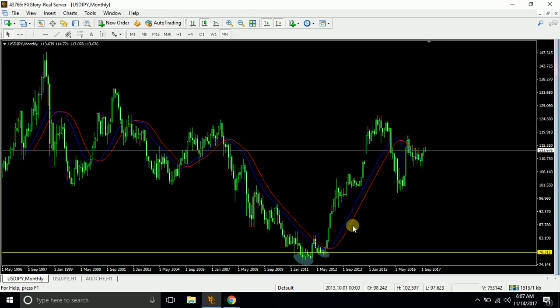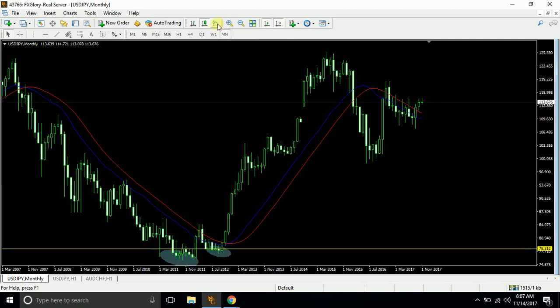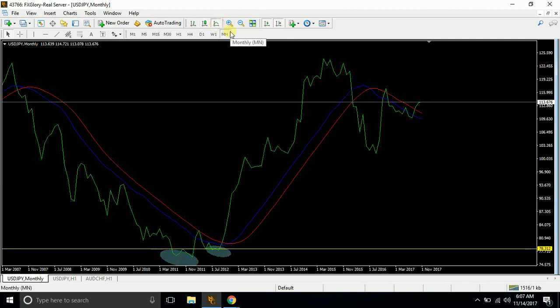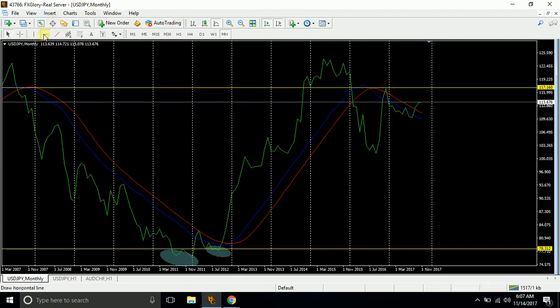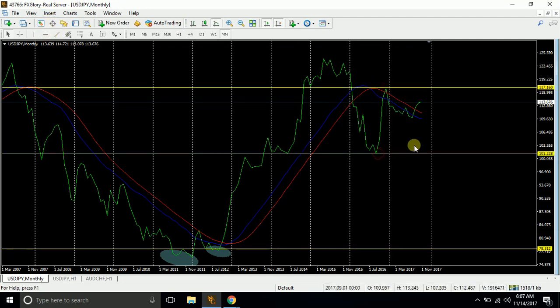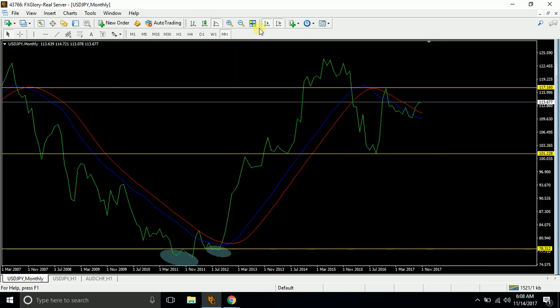Now fast forward to where we're at now, here. We have a high here, and we have a low here. So what I want you guys to start doing when you are indicating these highs and lows, turn your period separators on by using Control Y.